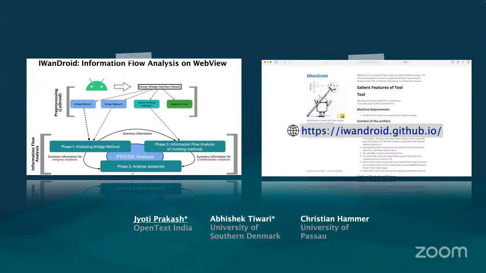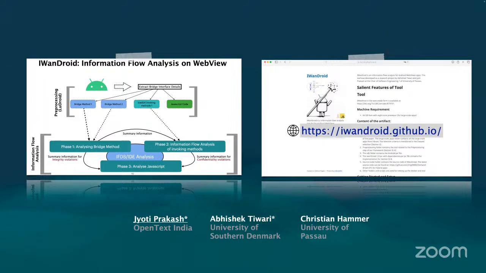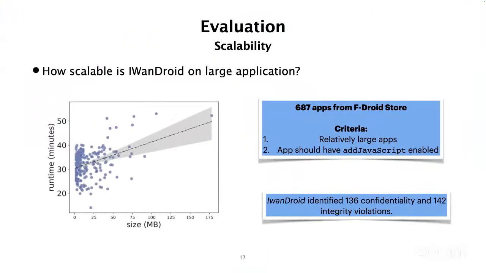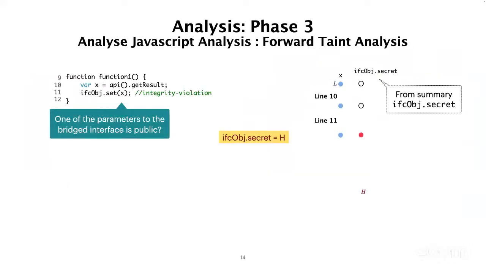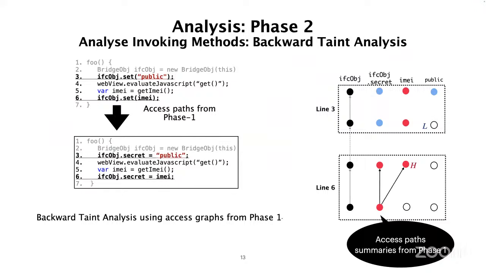Thanks, Jyoti. I think we have time for one question. Let me see if somebody in the audience has one. Okay, I wanted to ask: you talked about scalability, but precision is also a concern, right? If the IDE analysis is not very precise, then you will end up computing imprecise summaries, and I think that will affect phase 2 of the analysis. Can you comment on that?